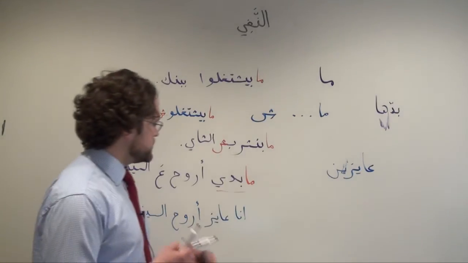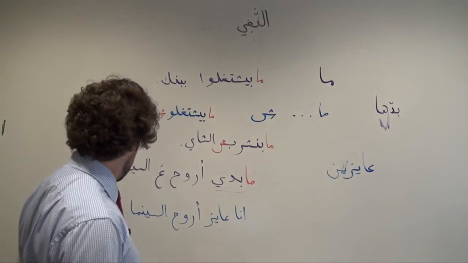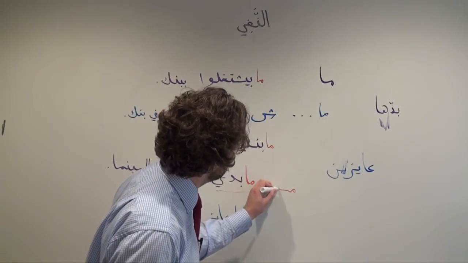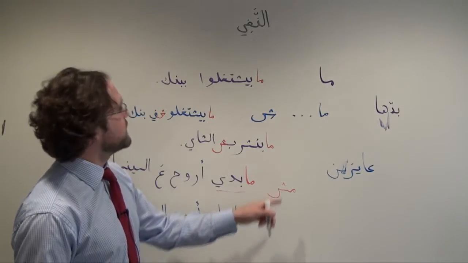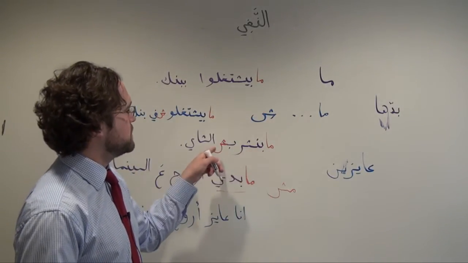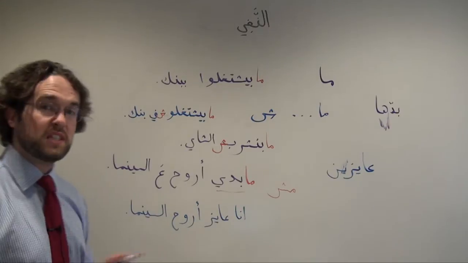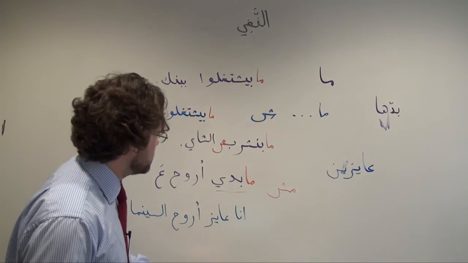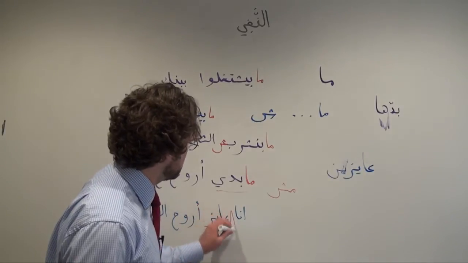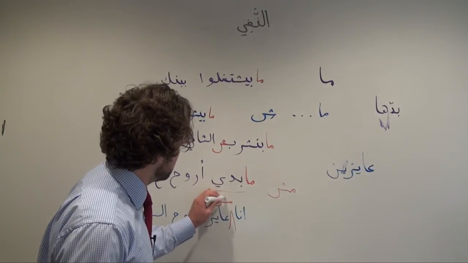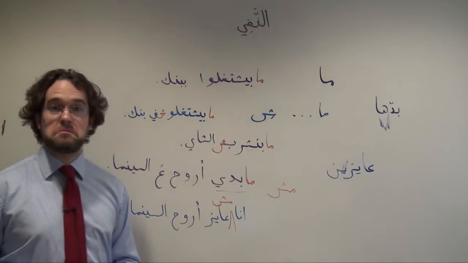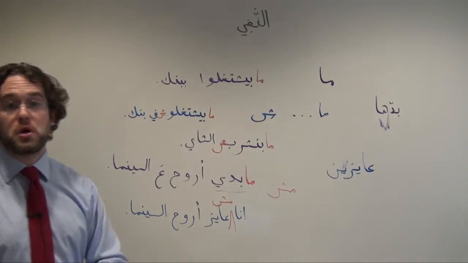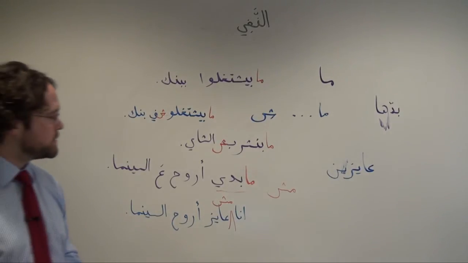Now we need to use the particle مش, which you'll recognize as this ma and shin smooshed together. So we're going to plonk it right in front of عايز. أنا مش عايز أروح السينما. هي مش عايزة تروح السينما. She doesn't want to go to the cinema.